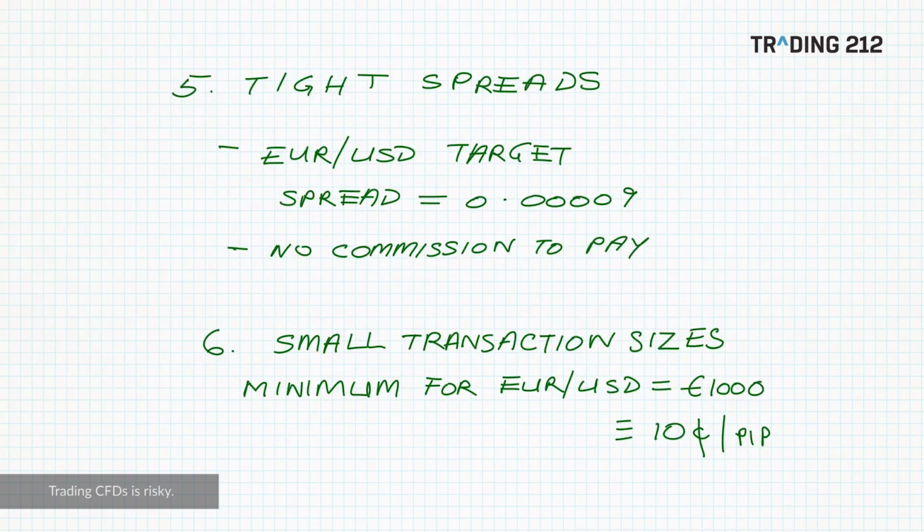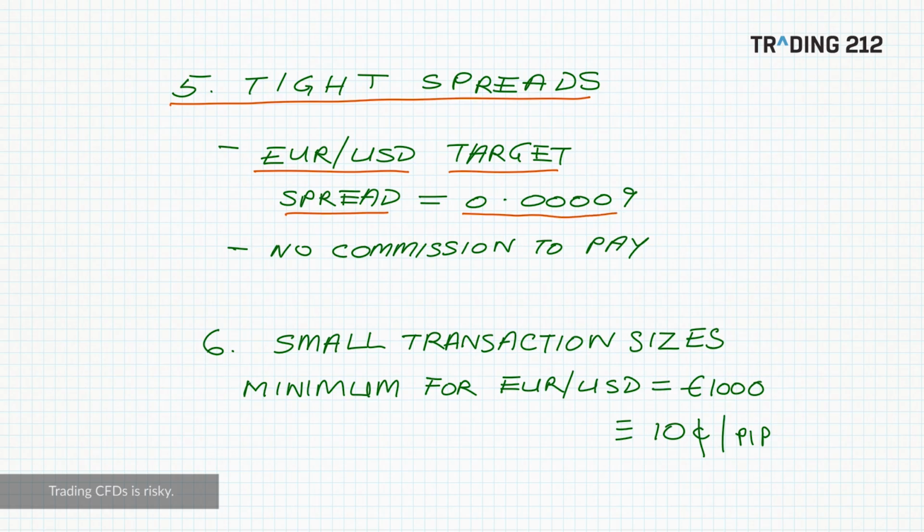Number 5 is the tight spreads that you get when trading Forex with Trading 212. Let's take Eurodollar as an example. Eurodollar is traded on what's called a floating spread, which means that the spread does vary from moment to moment, but the target spread with Trading 212 is 0.00009 of the exchange rate. So that's 9 fractional pips. It's less than 1 full pip. On top of those tight spreads, there's no commission to pay.